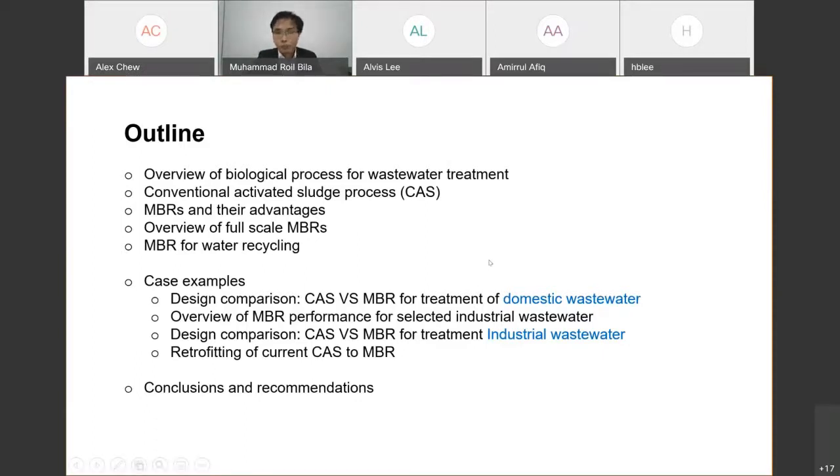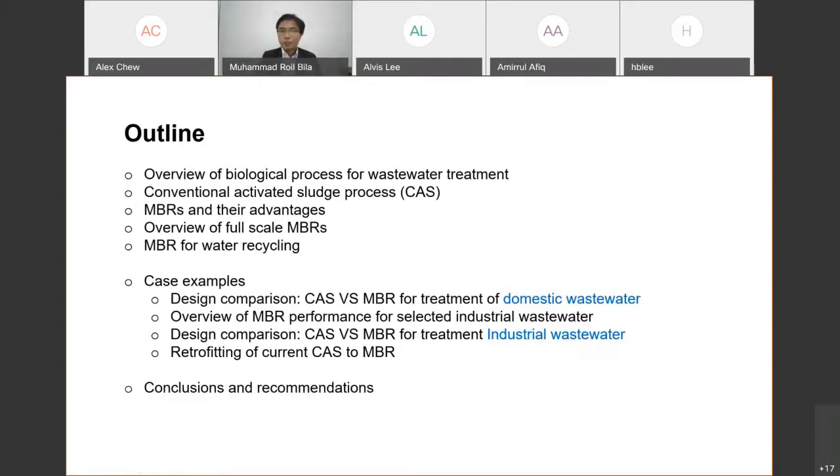I'm also going to highlight a bit of how we could further reuse the effluent of the wastewater treatment, which is otherwise probably discharged to the water bodies. And I will make a few cases comparing the conventional activated sludge with MBR.